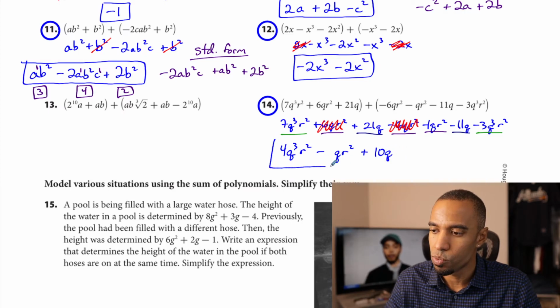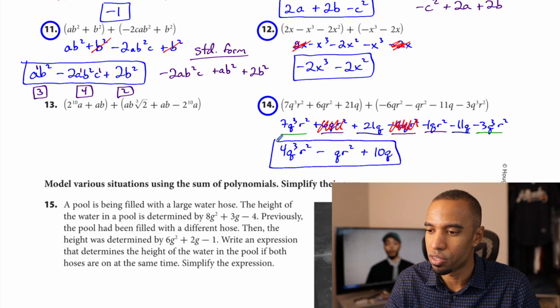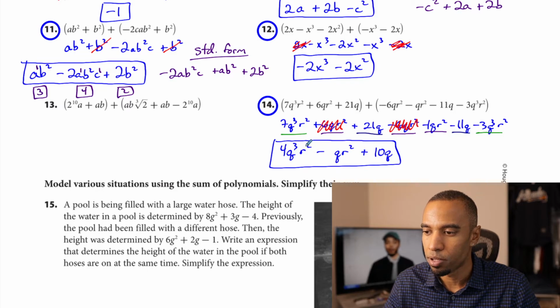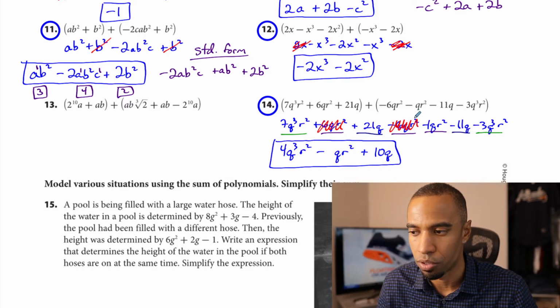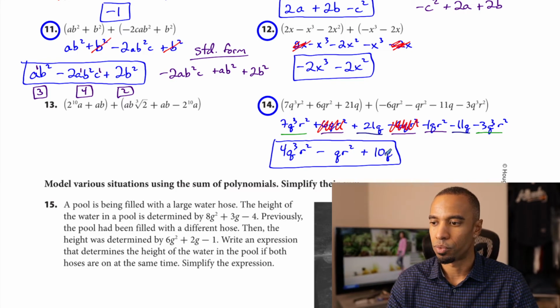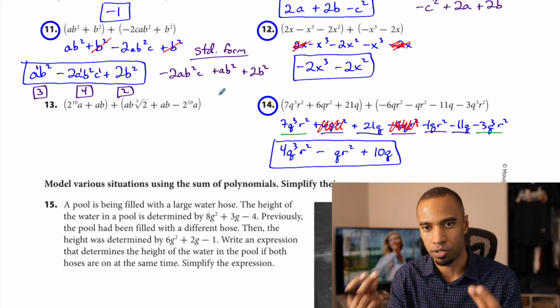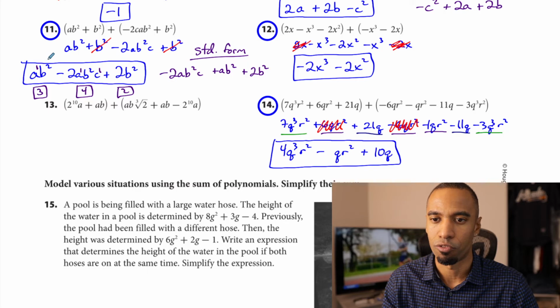And you know what? This is also in standard form as well. When we consider the degrees of each term, 3 plus 2 is 5. This is of degree 5. 1 plus 2 is 3. That's of degree 3. And this is of degree 1, just being q to the first power there. So degree 5, 3, 1 in descending order of degree. We are in standard form. I'm kind of glad I said the standard form thing there.